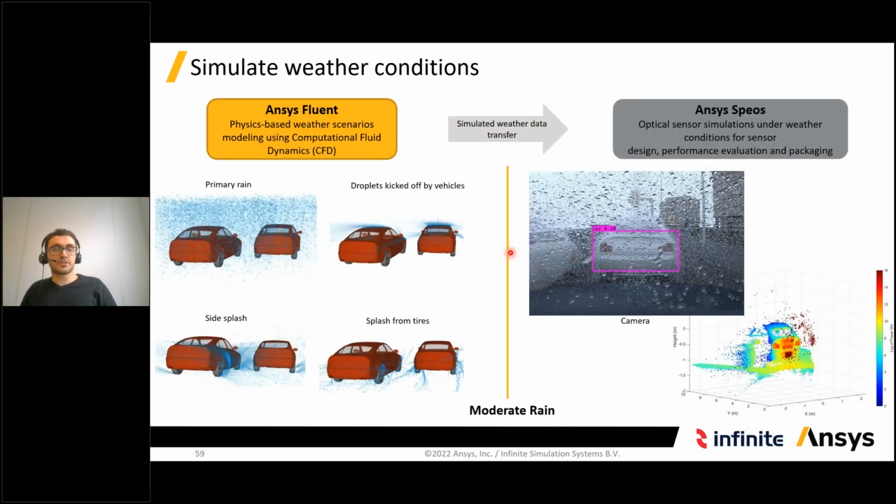Another nice example is that we can combine Ansys Fluent with optic simulations. So here we have a car with a camera on it. With Ansys, we can do a rain simulation. So some of the rain falls directly on the camera, some gets kicked off by the vehicles around it. And then we have droplets on the camera, and then we can simulate if the image quality is still desirable.